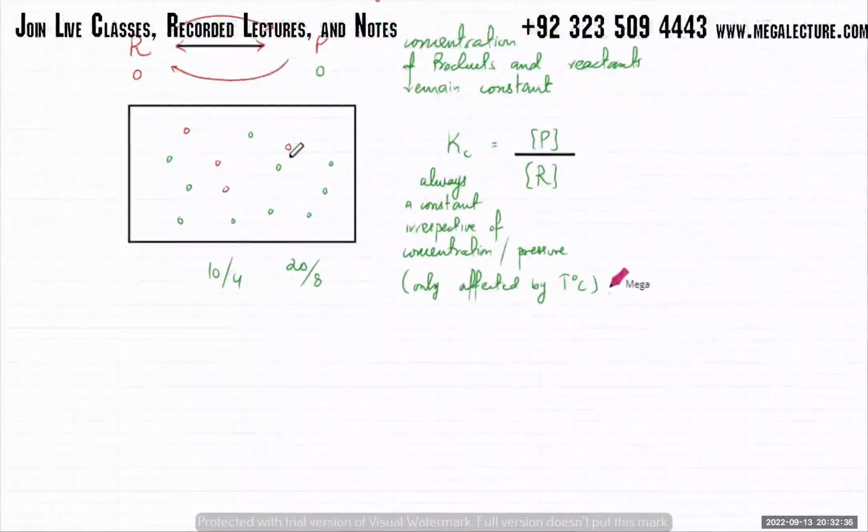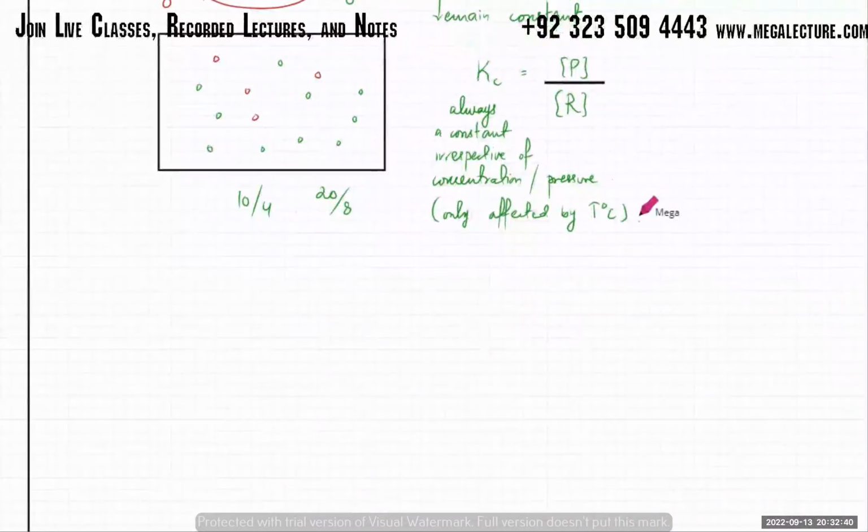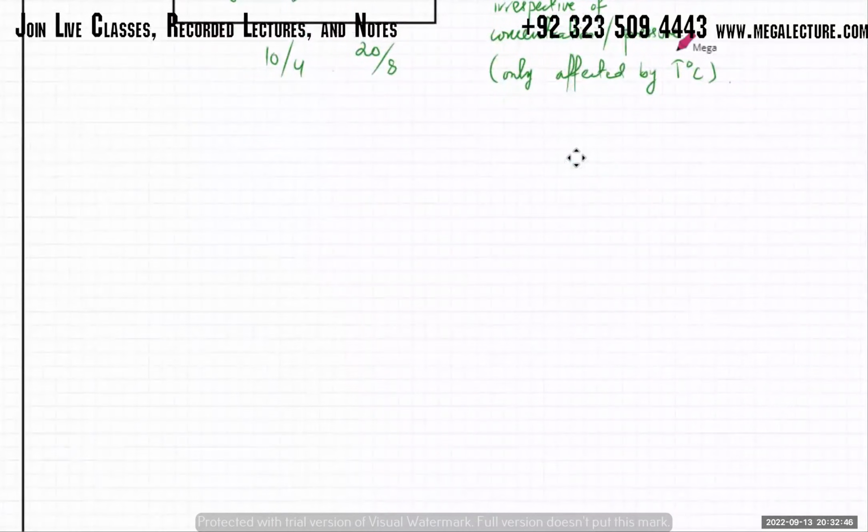Kc only gets affected by temperature. Now we're going to do an actual reaction. Remember it's the concentration of the products divided by the concentration of the reactants. How do you actually write the expression? You've got all sorts of equilibriums, so let's pick an equilibrium and we'll learn how to do two things. The first one is its expression, and the other one is the unit of Kc. Calculations will come later.